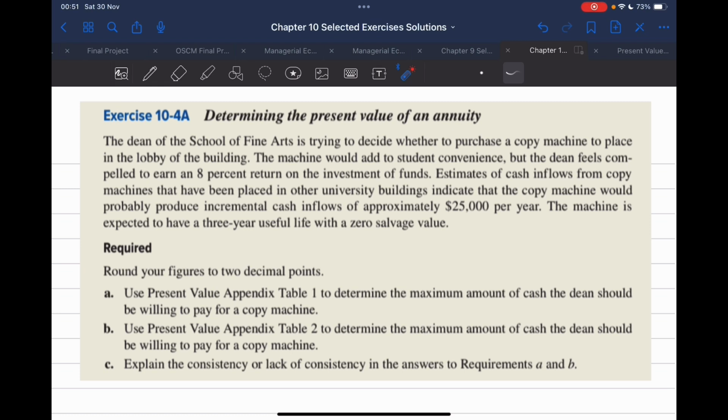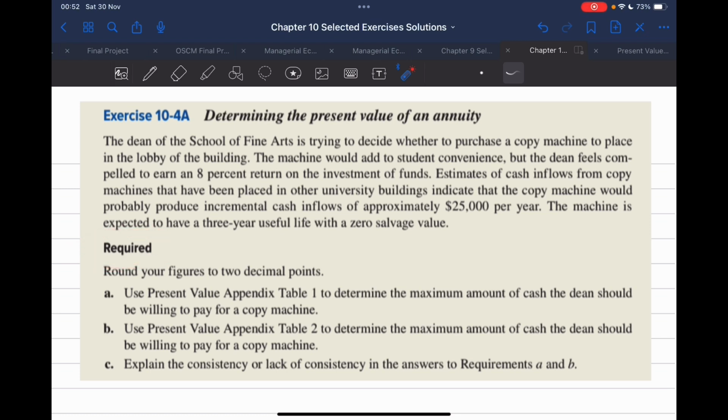It says, the Dean of the School of Fine Arts is trying to decide whether to purchase a copy machine to place in the lobby of the building. The machine would add to student convenience, but the dean feels compelled to earn an 8% return on the investment of funds. Estimates of cash inflows from copy machines that have been placed in other university buildings indicate that the copy machine would probably produce incremental cash inflows of approximately $25,000 per year. The machine is expected to have a 3-year useful life with a 0 salvage value.